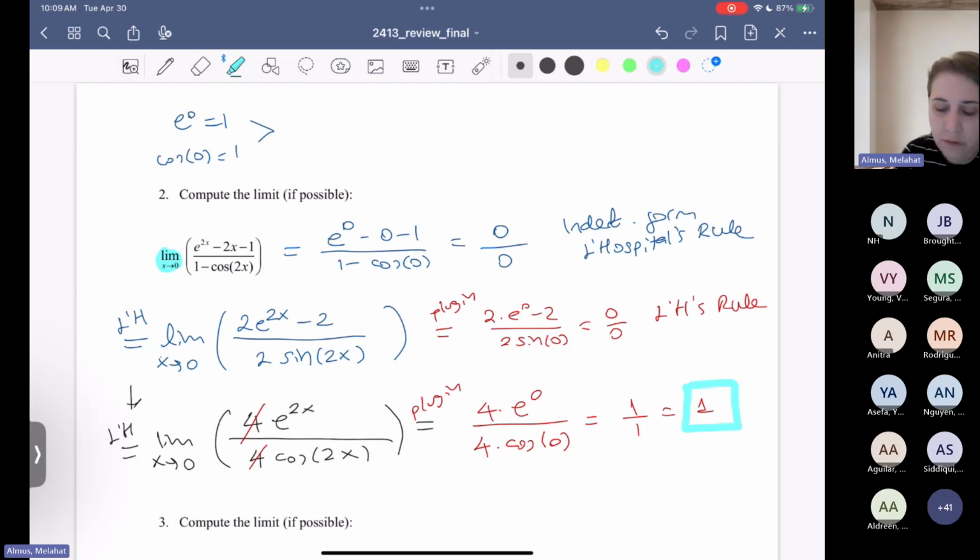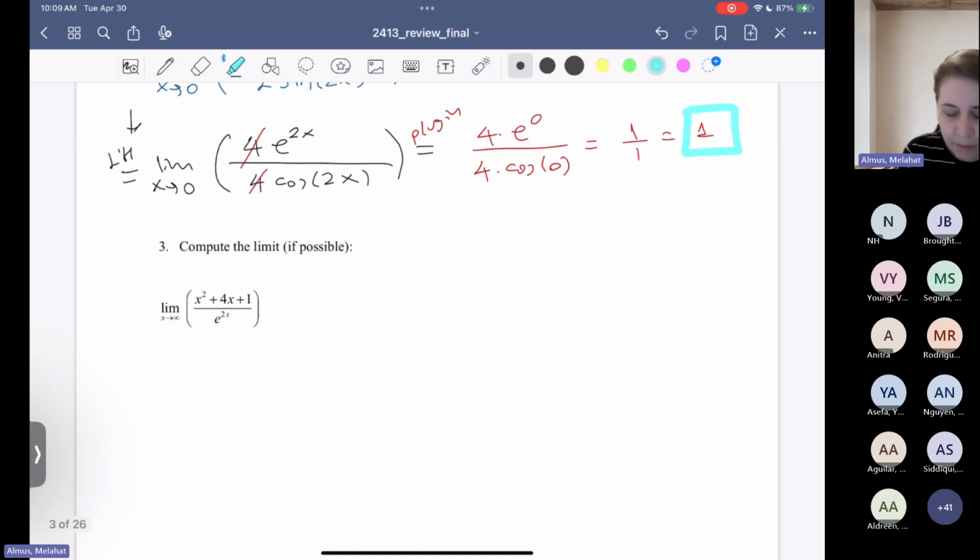Okay, so this is a L'Hopital's rule question. It's very typical to apply it twice. Sometimes you're lucky, it works after one round. Sometimes you go to the second round. But please expect something like this as a multiple choice question on the test.